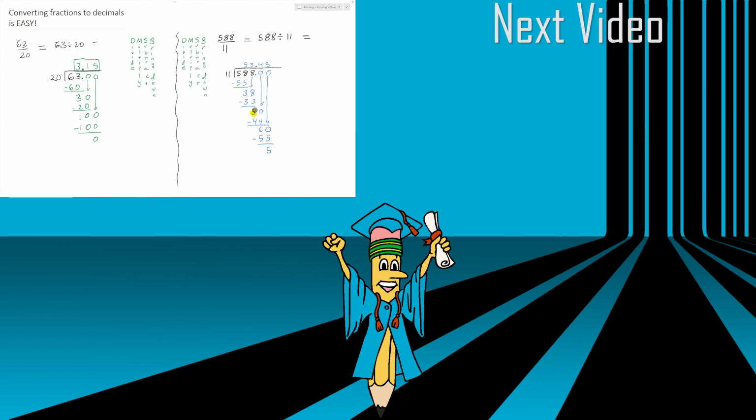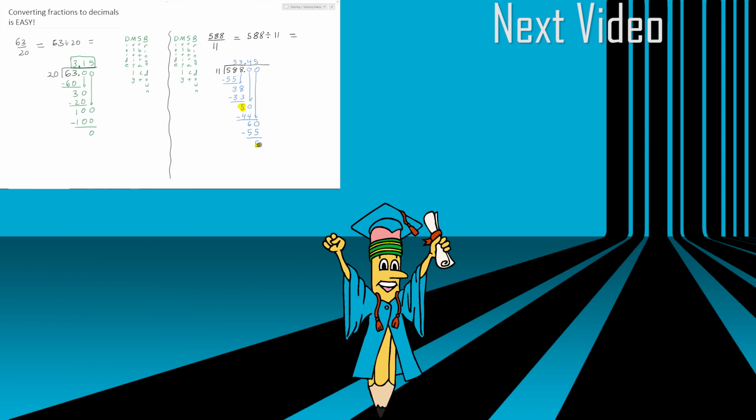And that is a repetition. The previous 5 and that 5 repeated, so we know that we have the full pattern. 588 over 11 is exactly 53.45 repeating. The repeating pattern is 4-5.